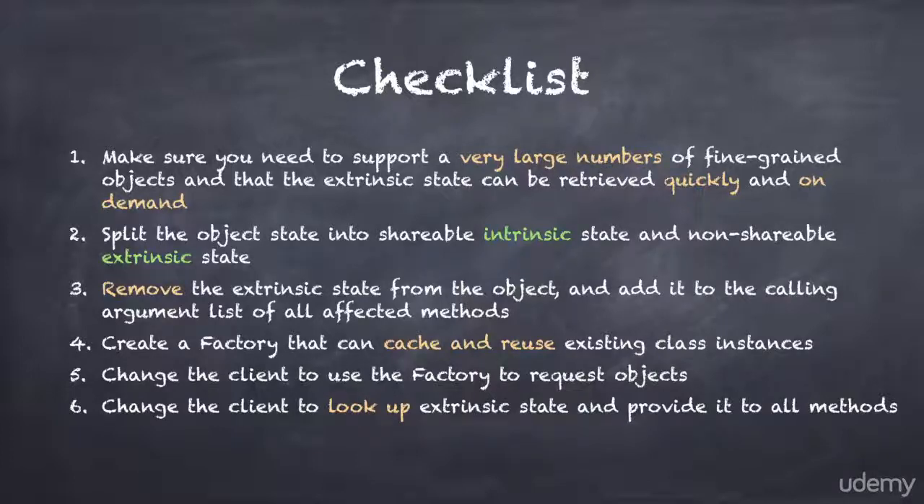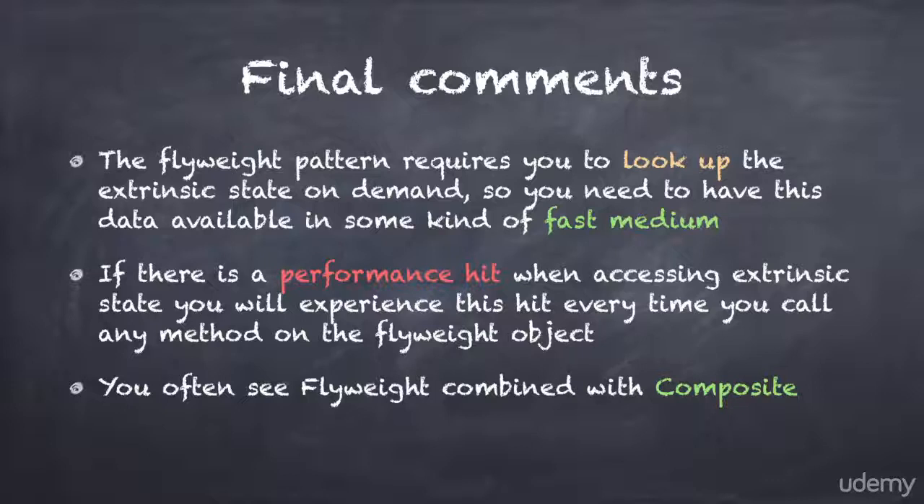And here are some final comments. The key thing to remember with the flyweight pattern is that it requires you to look up the extrinsic state on demand. So you need to have this data available in some kind of fast medium. If it's an external database, that's perfectly fine, but make sure the database has fast read access. The reason for this is that you need the extrinsic state every time you use a flyweight object. If there is a performance hit when accessing extrinsic state, then you will experience this hit every time you call any method on the flyweight object. So make sure you have fast access to this data.